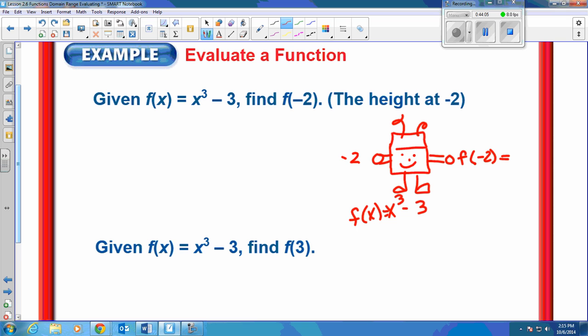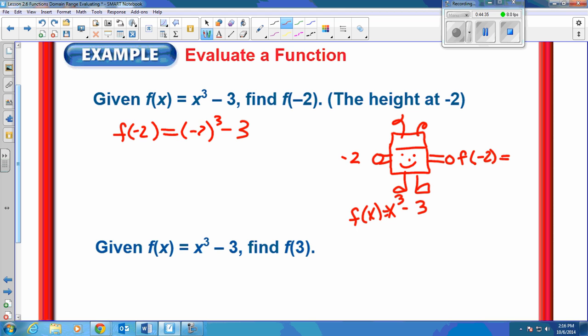So what do I replace x with? Negative 2. This is literally like a function where x is nothing but a placeholder, and I'm going to replace it with whatever my input or my x is. So the easiest way to do these is to write a skeleton equation. So f of something is that something cubed minus 3. F of x is x cubed minus 3. F of the input is the input cubed minus 3. Now what am I going to put in there for the input?